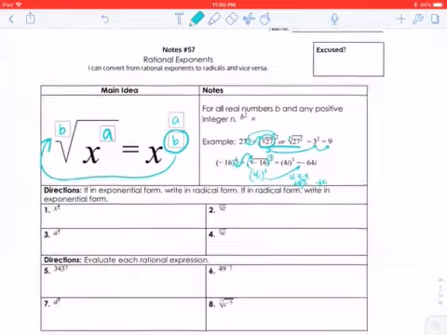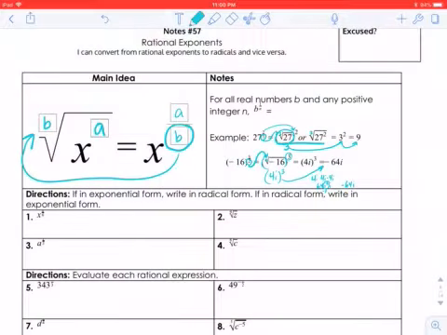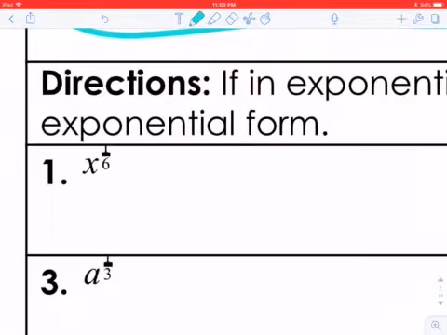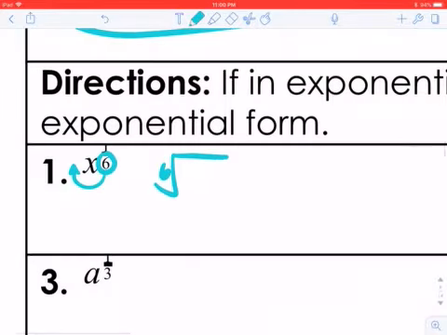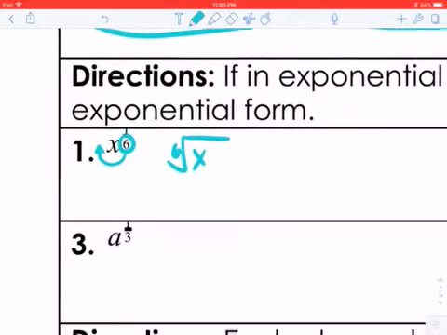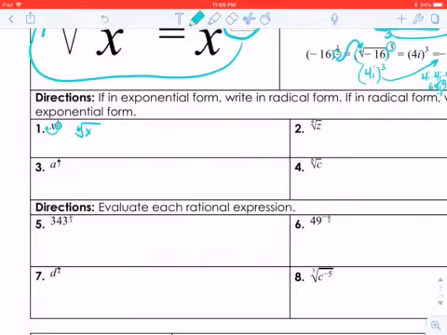Right? So what we're saying is that the denominator becomes the index. So if I was going to write these in radical form, I'd have 6. It goes out in front, so I'd have the 6th root of x to the 1 power. Of course, I don't need that 1 there, so I can just leave it like so. Go ahead and try numbers 1 through 4 on your own.